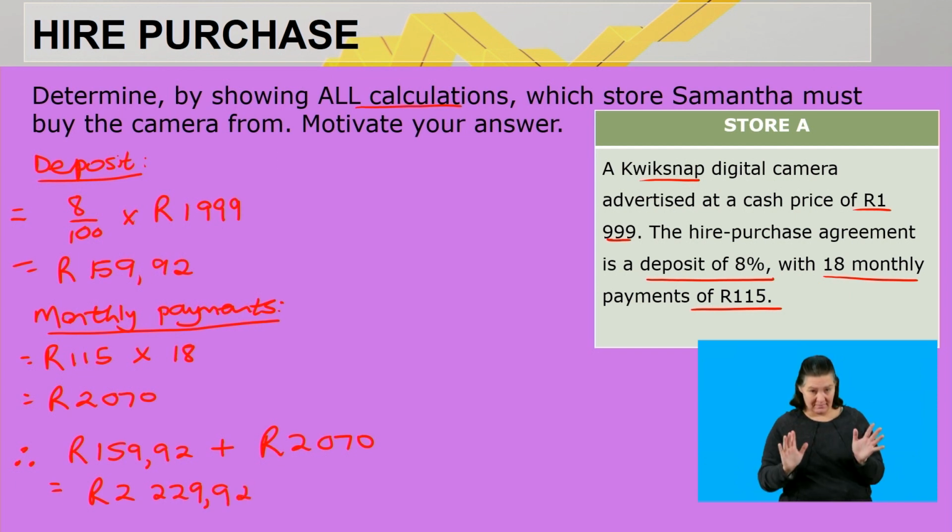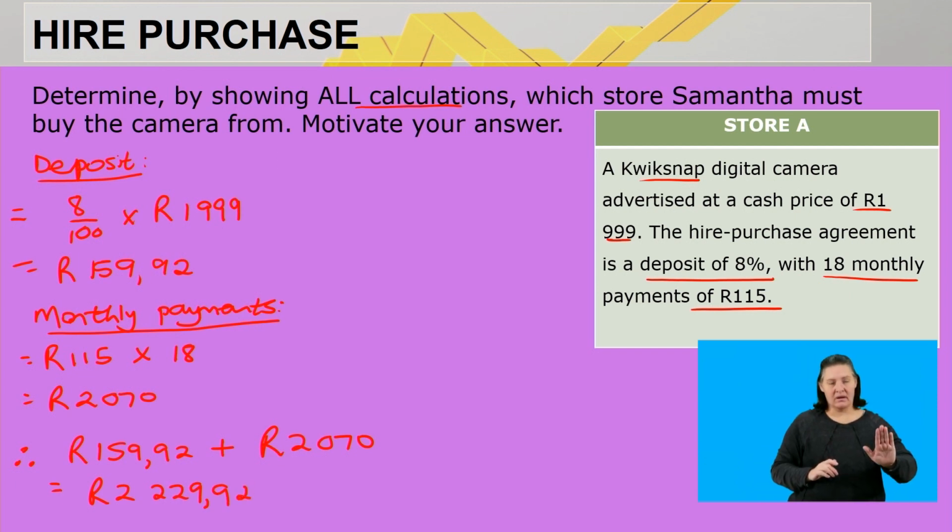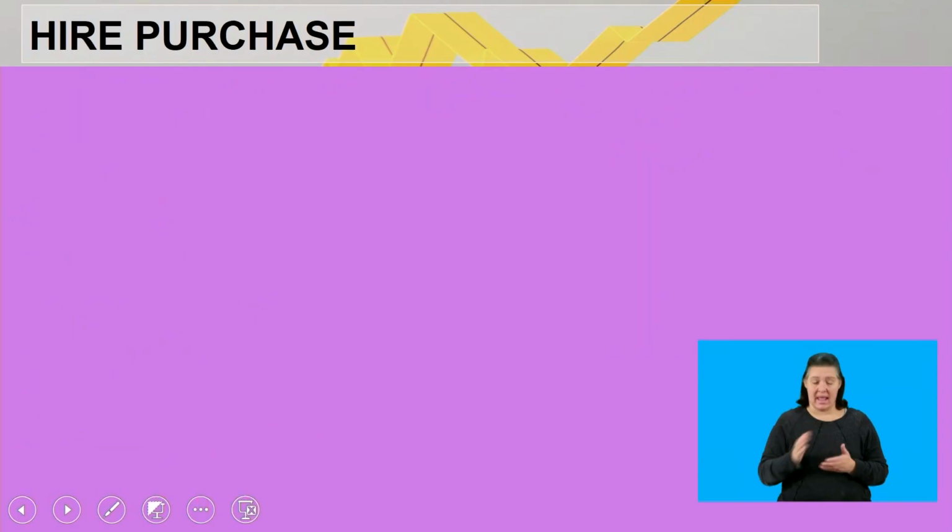Guys, I hope that's clear to all of you. I basically calculated the deposit. Thereafter, I calculated the monthly payments of 115 Rand each for a period of 18 months. And then I added the deposit of 159 Rand 92 cents plus the 18 monthly installments that amounts to 2,070 Rand. And therefore, I got a total of 2,229 Rand and 92 cents. So that is store A.